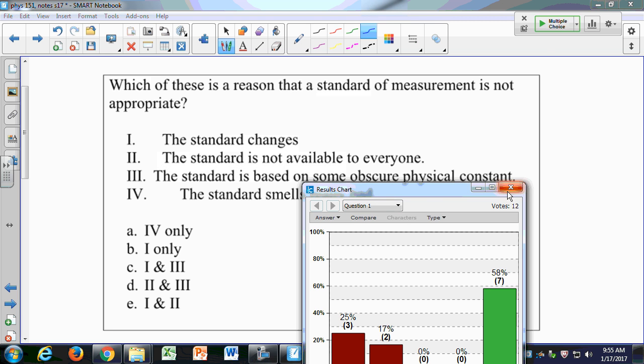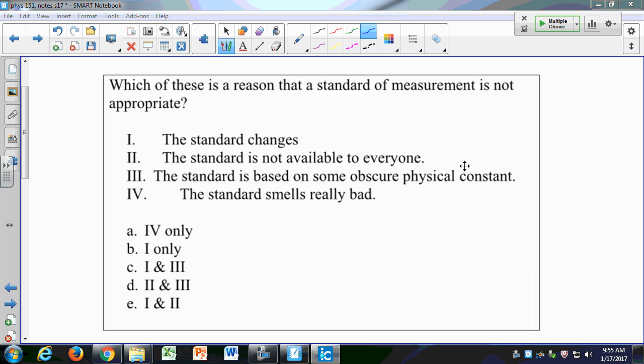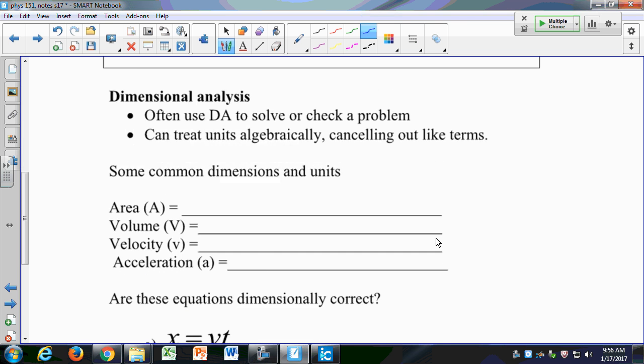B is the right answer. If the standard changes, that means it's not appropriate. And if the standard is not available to everyone, that means that it's not appropriate. Those other things, that the standard is based on some obscure physical constant: in fact, our standards are based on some obscure physical constant. The speed of light, the frequency of a cesium atom, the mass of a silicon atom, which is this new one that scientists are developing. And if it smells really bad, of course, that doesn't really matter either. All right? Okay, let's see.